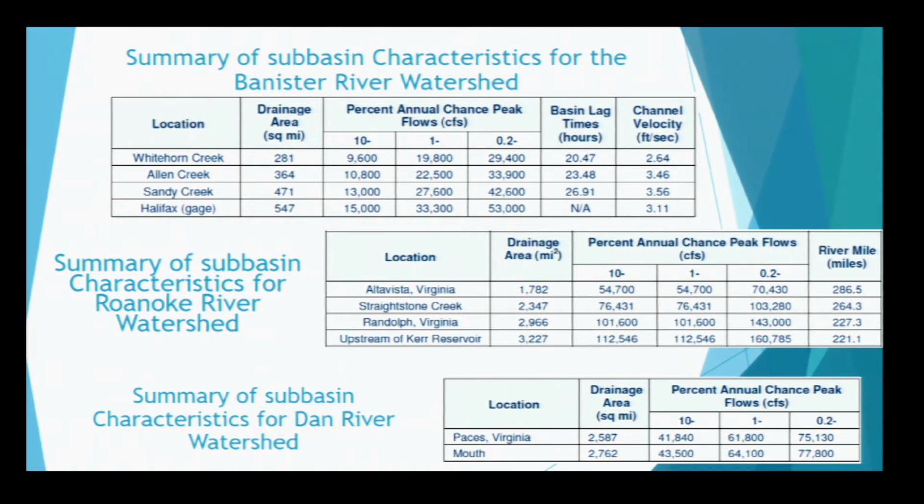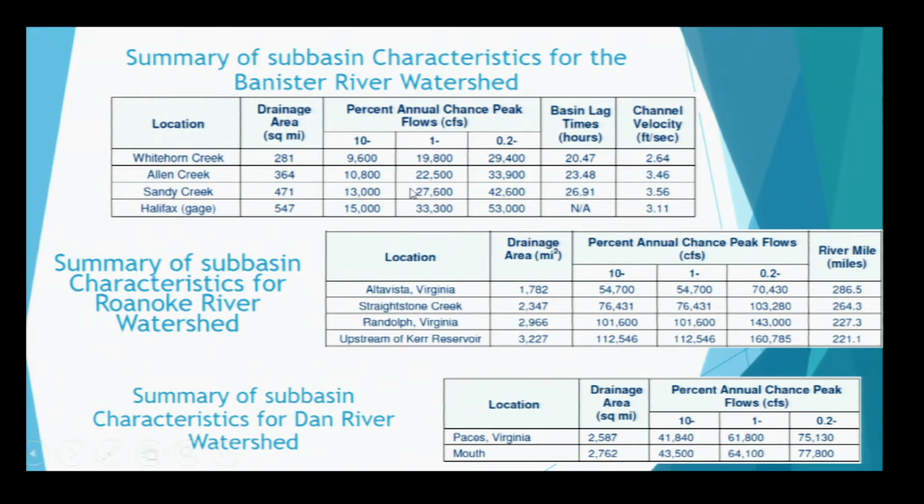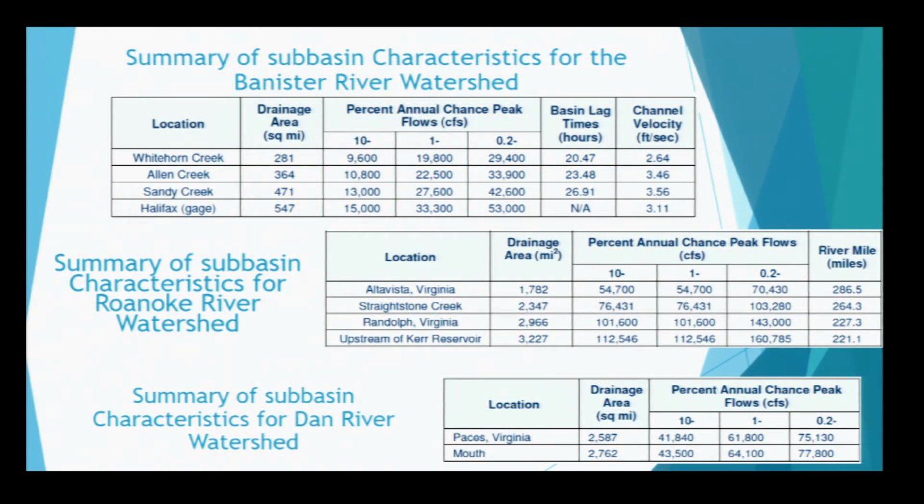Here you need to have all the information on the watersheds. You can see that for each one of them we have the drainage area, and here we have several peak flows that could result. This comes all from the hydrologic analysis. This is in cubic feet per second, which gives you an idea of the size of the flows that you can get. What is the basin lag time? Basically, it is the time it takes for the center of the precipitation to translate to the outlet. And these are some of the channel velocities that you have.